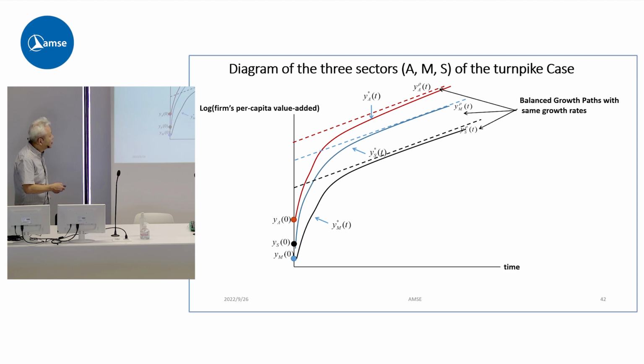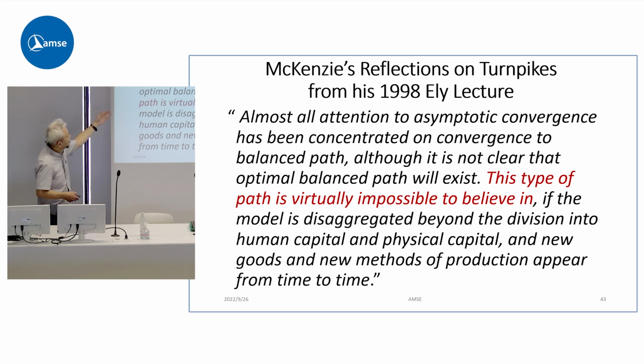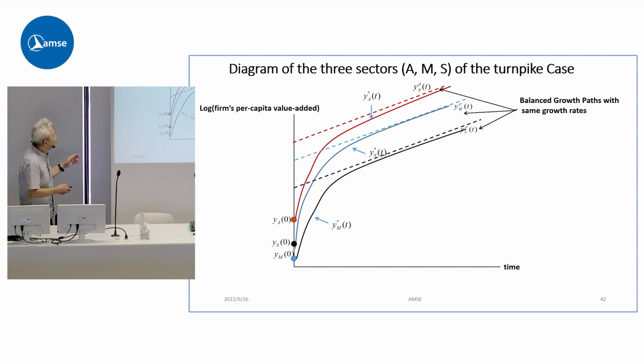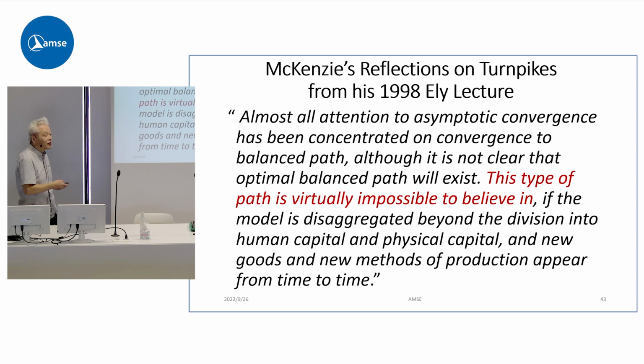And actually, McKenzie himself doubted such kind of things. In his Yield lecture, he said this type of path is virtually impossible to believe in. He confessed by himself, okay, to this kind of path. So it converges to balanced growth with a common growth rate. The data never supports such kind of things. So at the end, McKenzie confessed this.